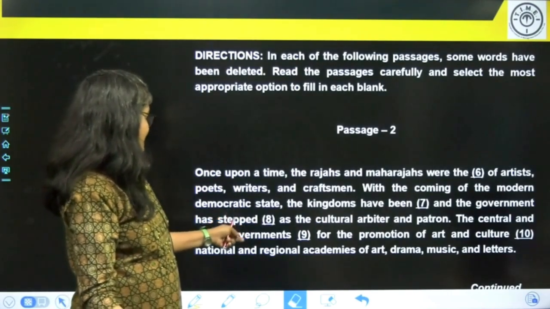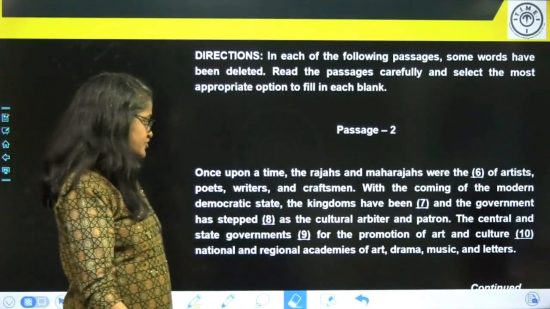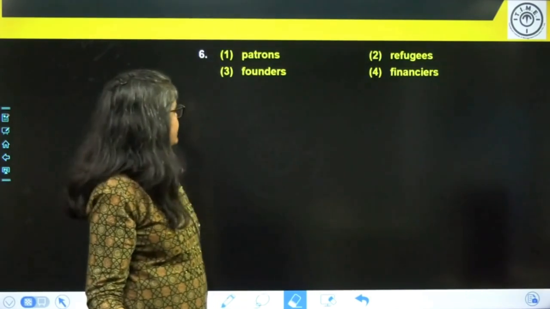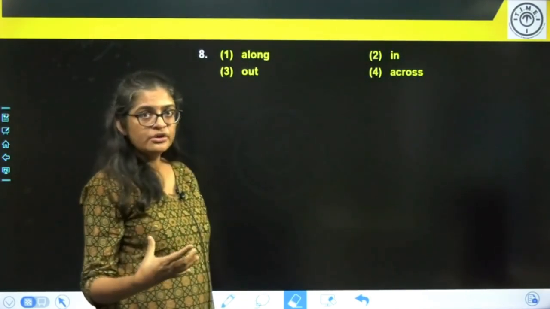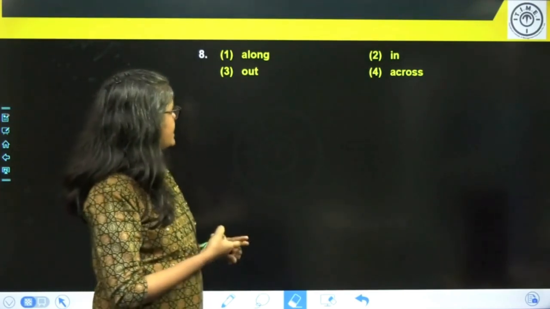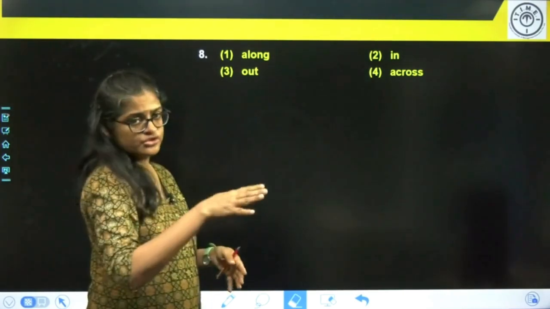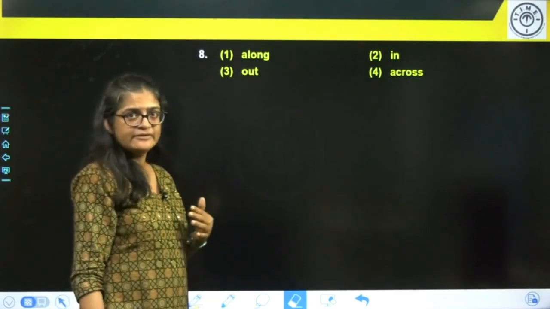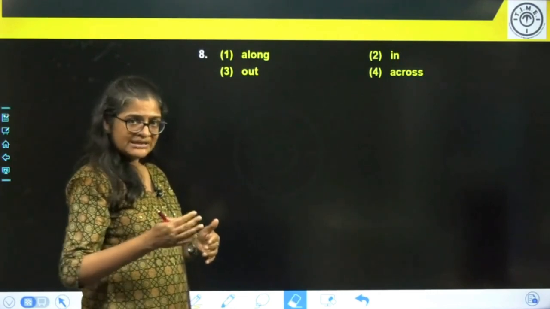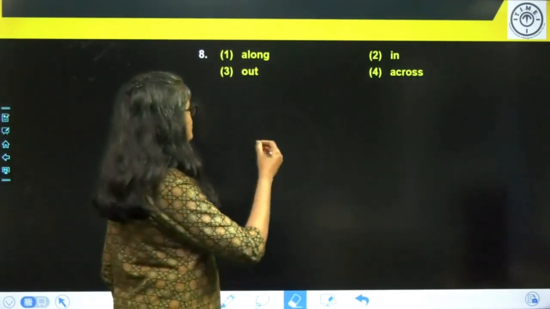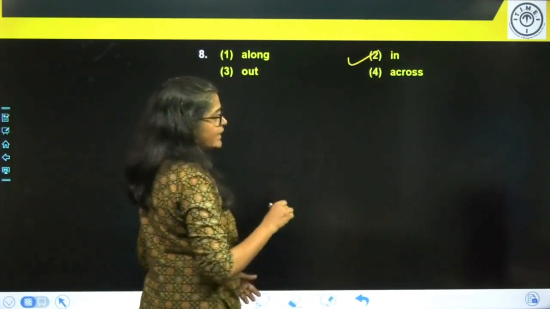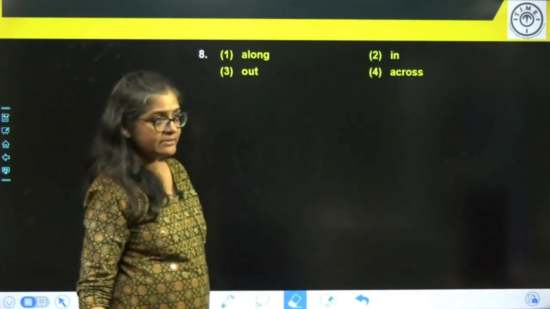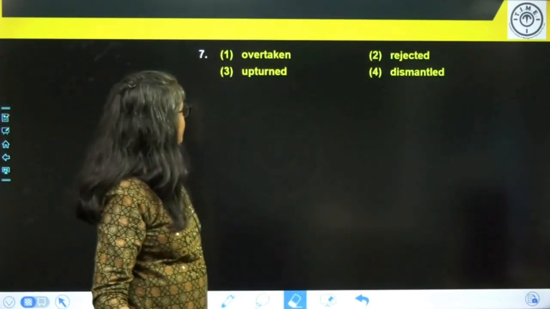And the government has stepped dash as the cultural arbiter and patron. To step in. To step in is to take on a role, right? Stepped along, stepped in, stepped out, no. Stepped across doesn't make sense. To step in is a phrasal verb actually. It means to take on a new role or to enter. Okay. Next question. Let us look at the passage, maybe quicker that way.